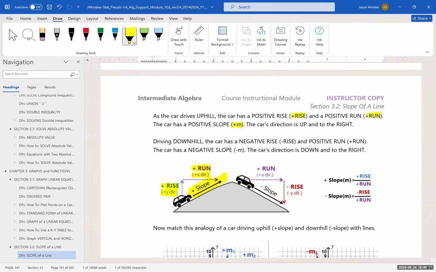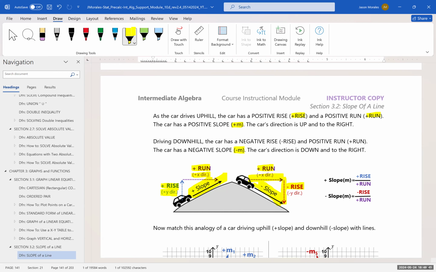Driving downhill, the car has a negative rise. Going down the hill, it is a negative rise and a positive run. The car, therefore, has a negative slope. So the slope is negative going down and to the right. The car's direction is down and to the right.